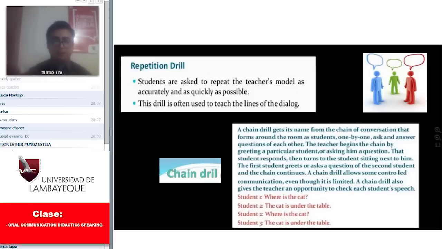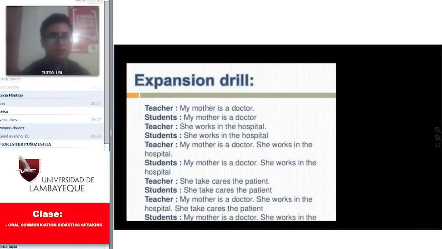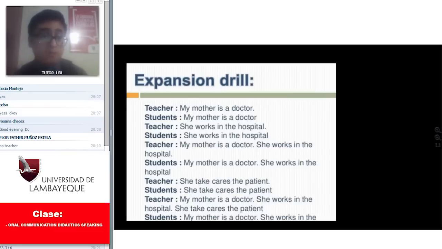And everybody participates in that part. All right, so do you have any questions about this part, about chain drill or repetition drill? We usually use repetition drill almost always, right? Okay, do you have any other questions about this part? No questions? Is that clear to you? All right, so if you don't have any other question, let's go with the next kind of drills that I'm showing to you tonight.